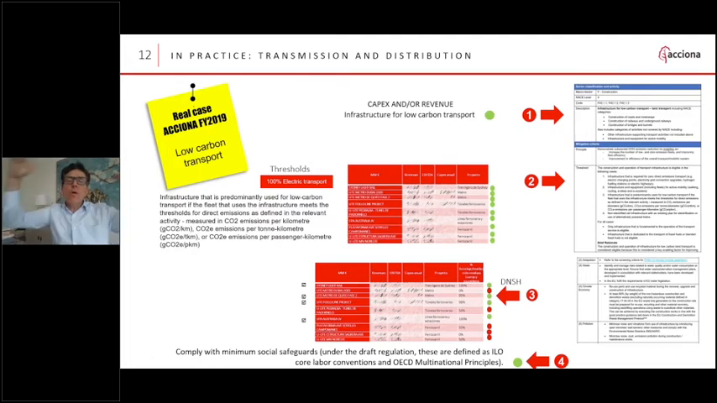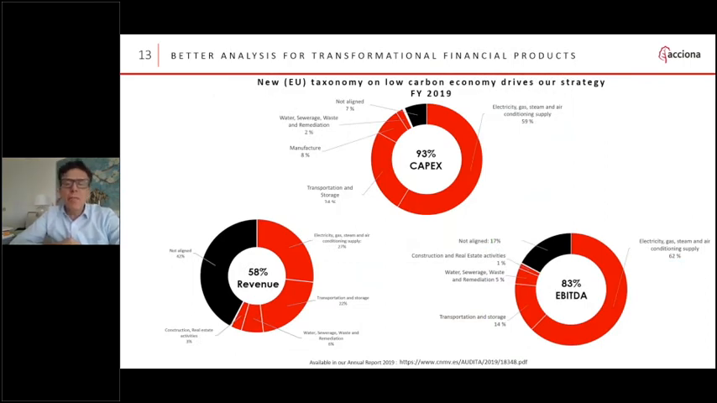When we collect all this information from our accountancy systems, we discover that our CAPEX is 93% aligned with the taxonomy. Our EBITDA is 83%, and our revenues are 58%. Sorry. And this for us was a very interesting discovery, because at the end of the day, these kind of arguments are explaining us better than the current traditional classification that we have in the market.